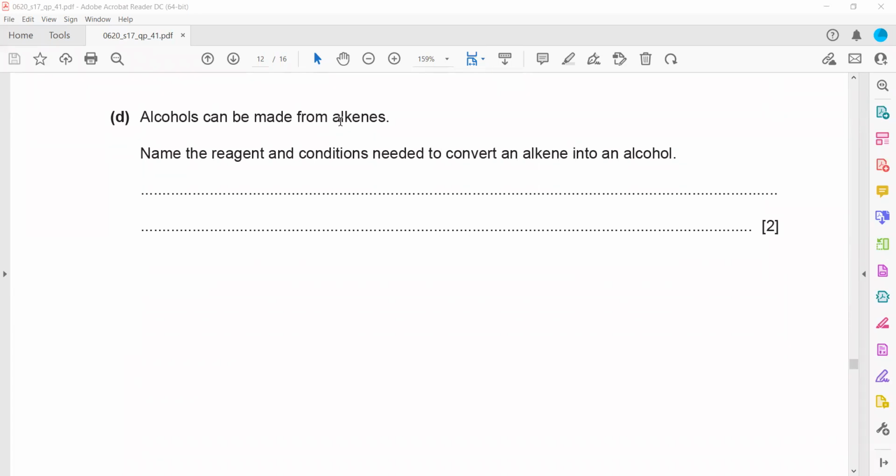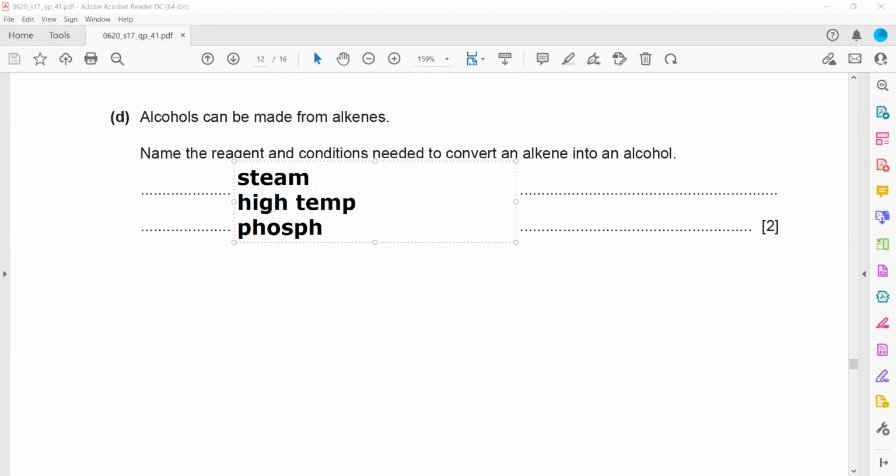Alcohols can be made from alkene. Name a reagent and condition to convert alkene into alcohol. So we need steam as a reagent, and the condition is high temperature, and phosphoric acid as a catalyst.